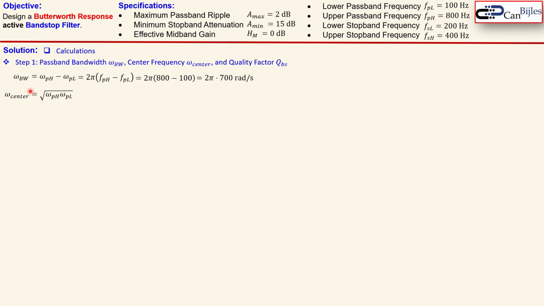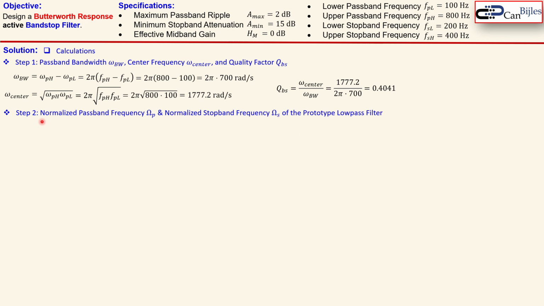The center frequency is the geometric mean of the upper and the lower passband frequency. That can be also written like so, such that you have this in Hertz directly in the formula, and that will give you the value of 1777.2 radians per second. Now from there we can calculate the band stop quality factor, which is the center frequency over the passband bandwidth. In this case that will be then 0.4041.